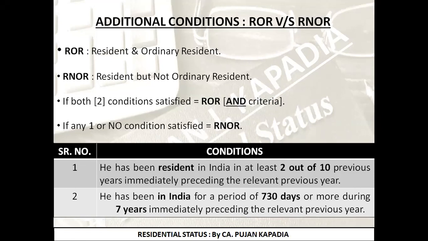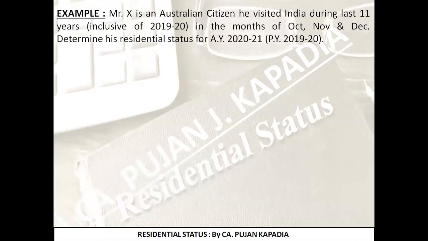Well, I hope you are clear with the additional conditions, that is, once a person is resident, whether he is ordinary resident or not ordinary resident will be determined on the basis of these additional conditions. Now let's take a quick look at a practical example so it will be much clearer to you. I have taken the same example.